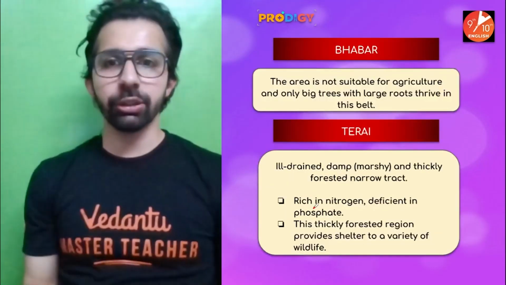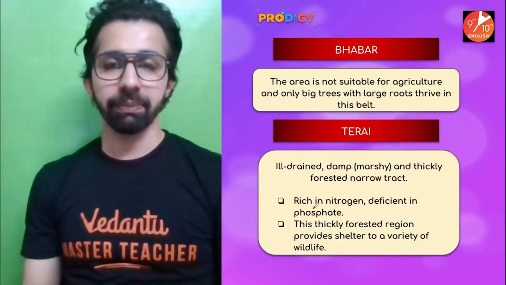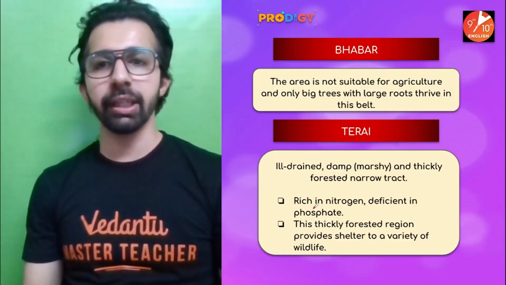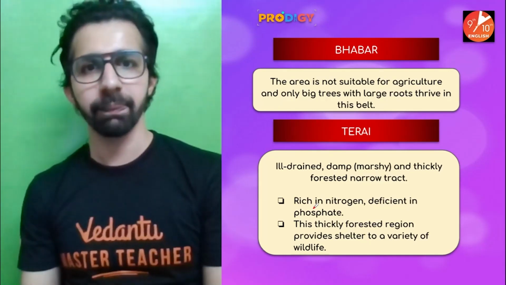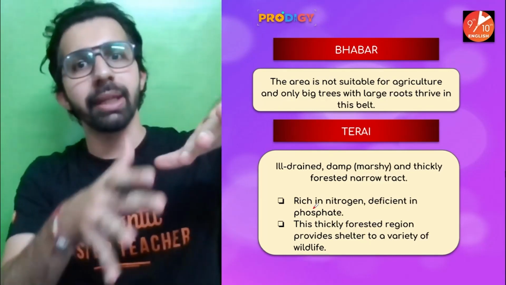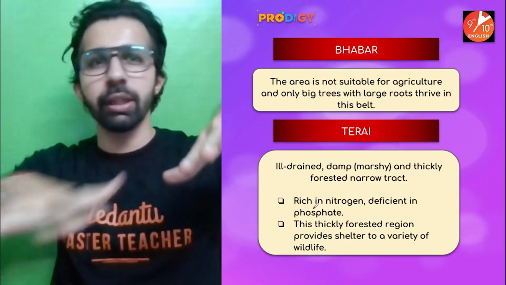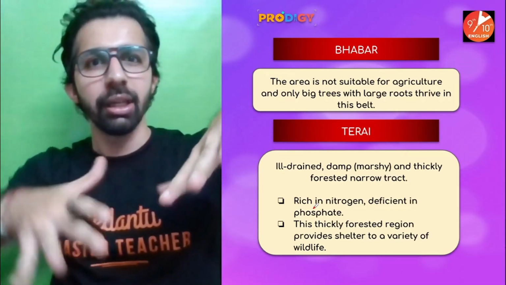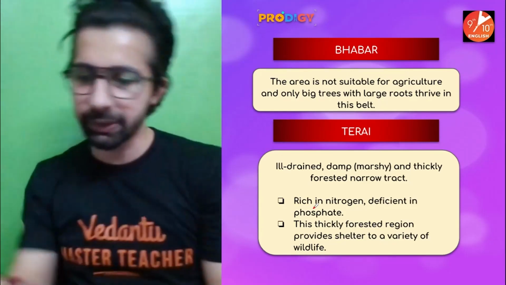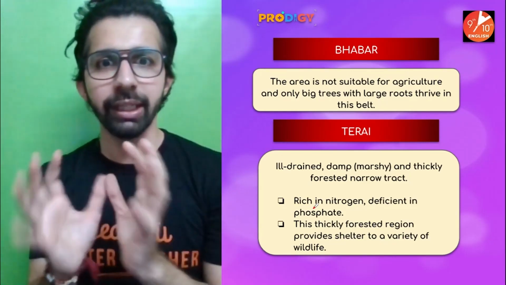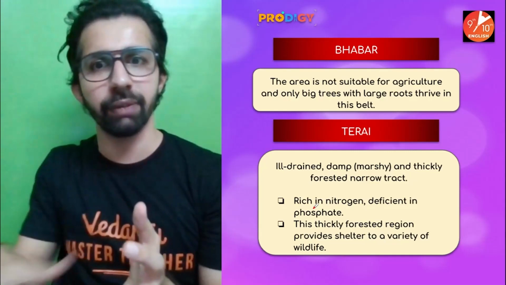Now guys, there are two areas you have to remember, Bhabar and Tarai. Guys, what is Bhabar area? In Bhabar area, that area is not good for agriculture because it is a rocky area. You can also say that Bhabar area is basically the foothills of Himalayas, Shivalik ranges. So when the rivers are descending from the Himalayas, there is a rocky area in the foothills of Himalayas near the Shivalik ranges.